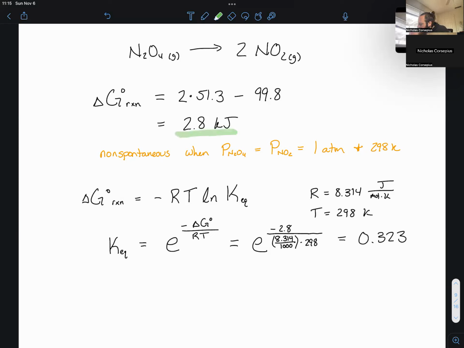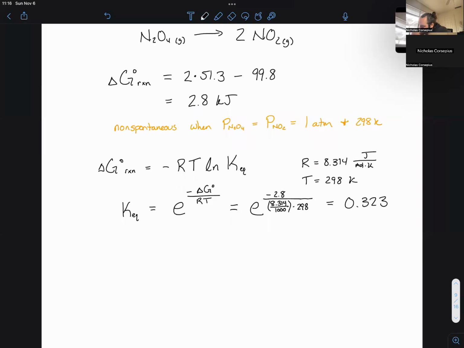Both this and this is telling me that this is a reaction that favors the reactants, right? K less than 1 is a reaction that favors your reactants versus K greater than 1 is a reaction that favors your products. And this delta G here telling me that this is non-spontaneous means it's spontaneous in the reverse direction, okay? But again, that's under this very specific set of conditions where the pressure of each gas is 1 atm.